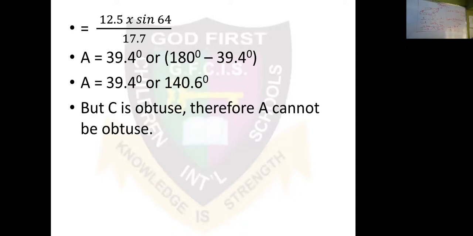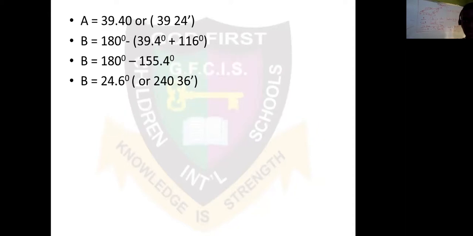They subtracted from 180 in case this angle is not an acute angle. Acute angles are angles that are less than 90. Look at how acute angles will be formed. But obtuse will be wide, like this one that is wide. But C is not obtuse, therefore A cannot be what? Obtuse. So that's why they said A cannot be obtuse.